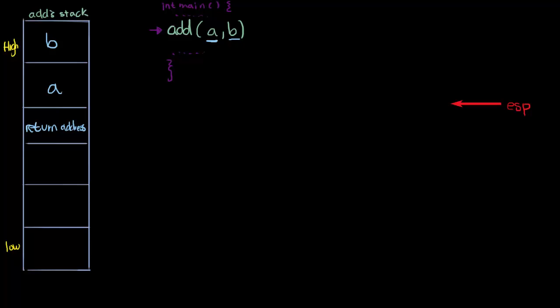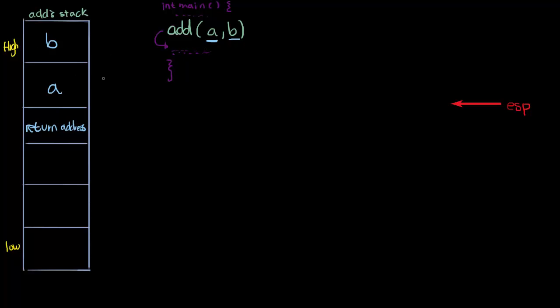And the return address, basically what it does is it tells us where to come back after we implement this. So let's say we finish running whatever add tells us to do, and basically the return address tells us that after you finish with add, make sure to come back here and do whatever main is telling you to do after add. So that's what the return address does.